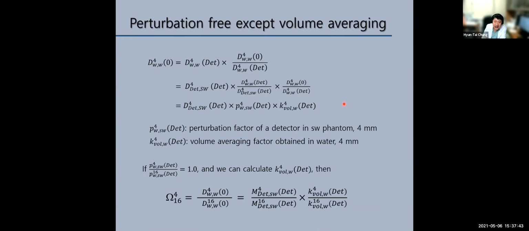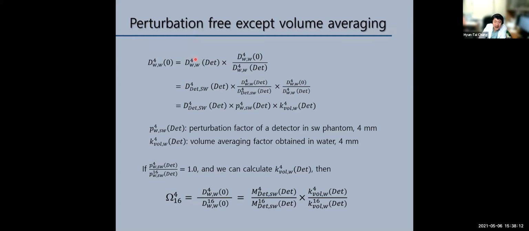So TRS-483, we can go further. 483 suggested to use a detector which is perturbation free except volume averaging, if it is possible. It means we need to use some detector material whose density is very similar to water, not like diamond, not like diode. So the plastic scintillator will be a candidate.